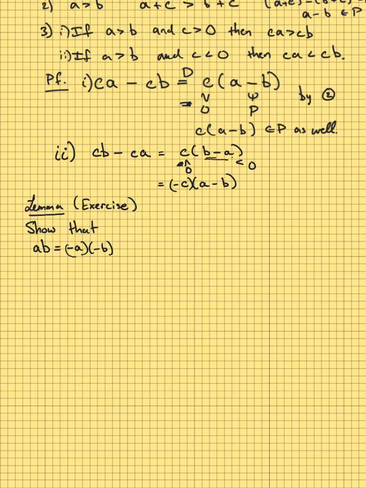Okay, so now negative C is greater than 0, and A minus B is greater than 0. So this is positive by assumption. Therefore negative C times A minus B, which is C times B minus A, is positive, so we're done.